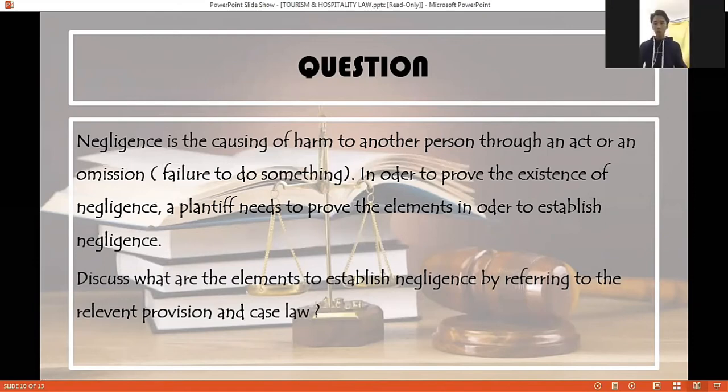So I go through to question number 2. Question A. Negligence is the causing of harm to another person through an act or an omission, which is a failure to do something. To prove the existence of negligence, a plaintiff needs to prove the elements in order to establish negligence. So discuss what are the elements to establish negligence by referring to the relevant provision and case law. So the answer is, I will explain about negligence first.